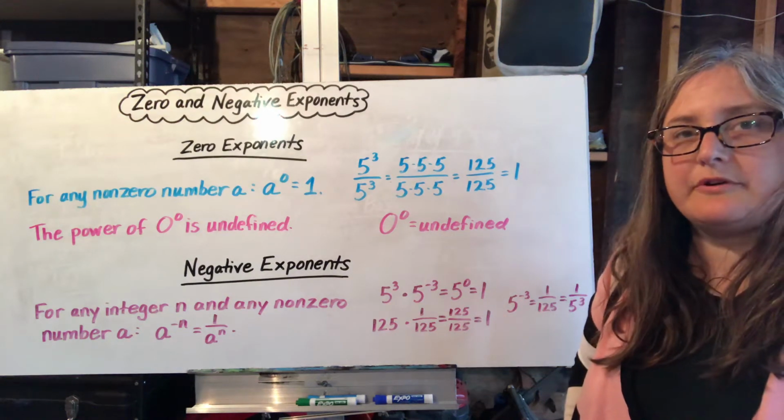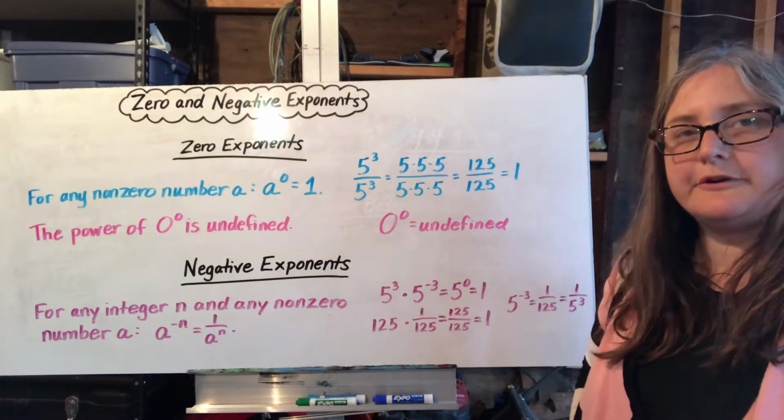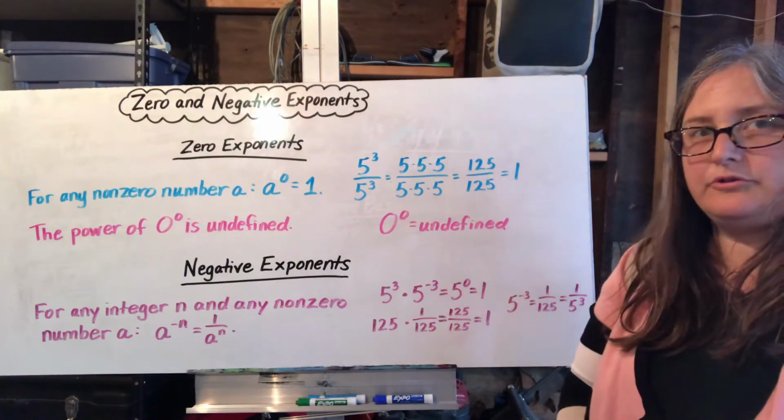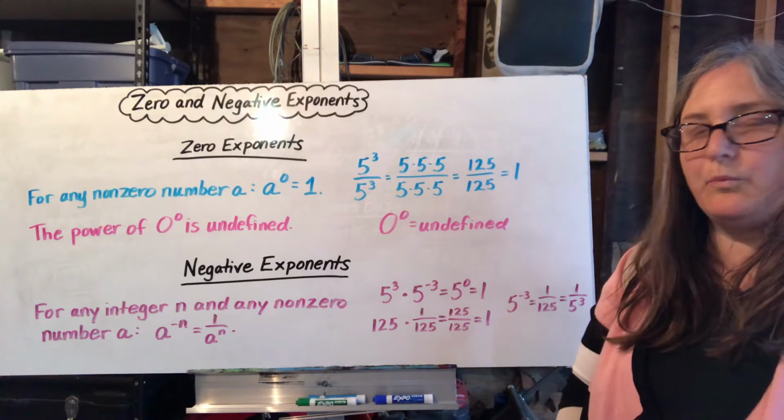Today we're talking about zero and negative exponents. First, let's talk about zero exponents. Any non-zero number to the zero power equals 1.